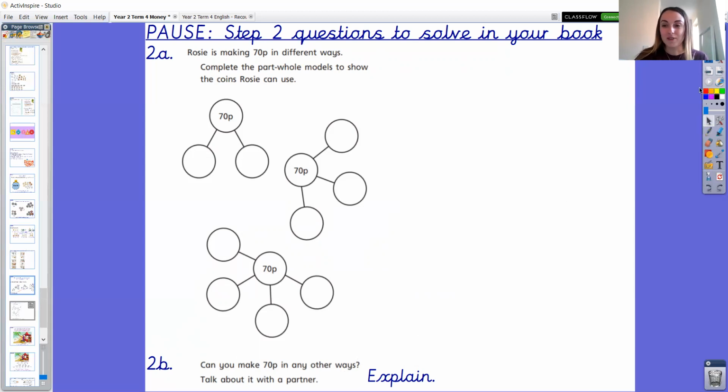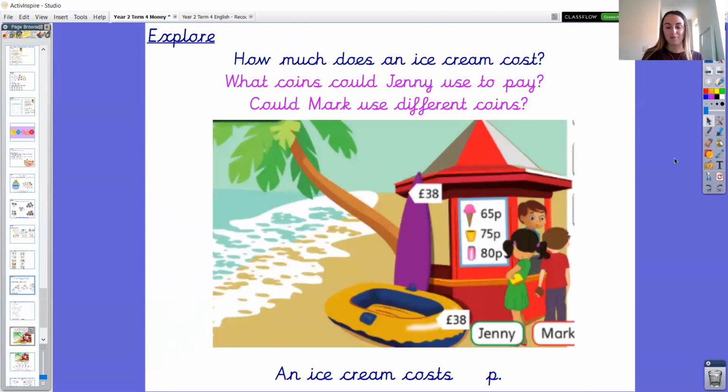Well done, Year 2. You're doing so well with your maths today. I'm really proud of you. Okay, so let's explore step 3 together. As you can see, we have some friends at the beach. Looks lovely and sunny, doesn't it? And they're off to the shop on the beach.